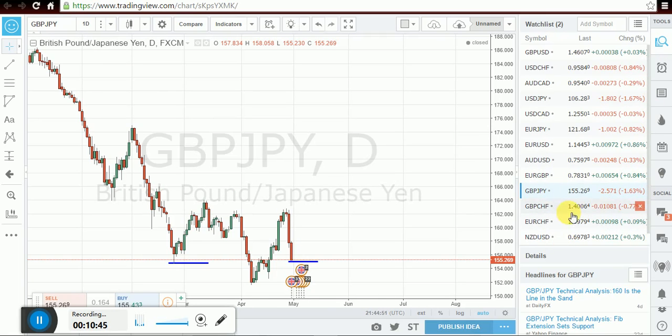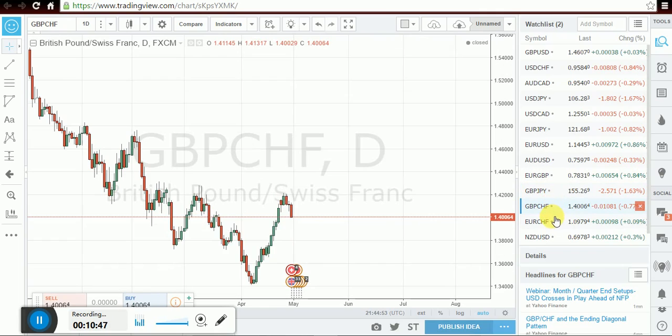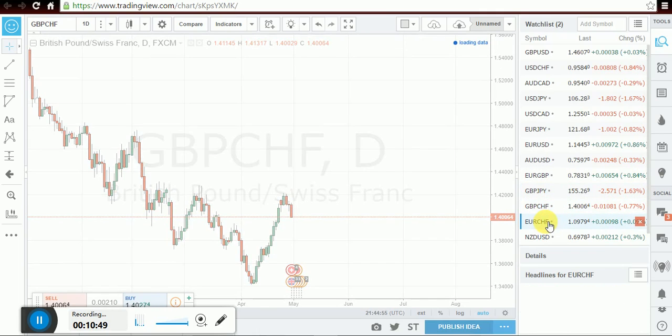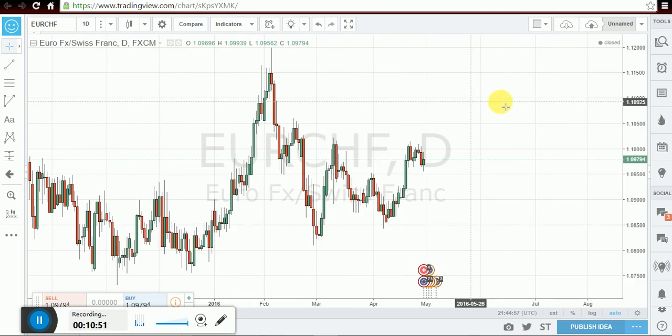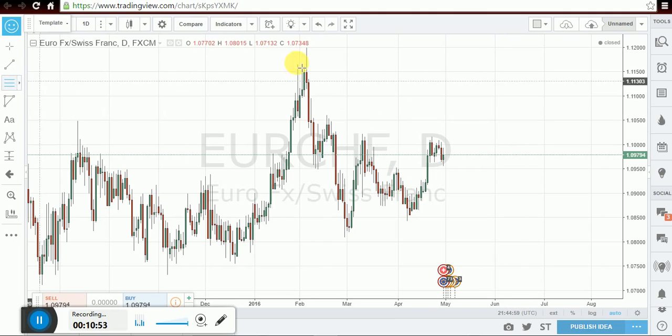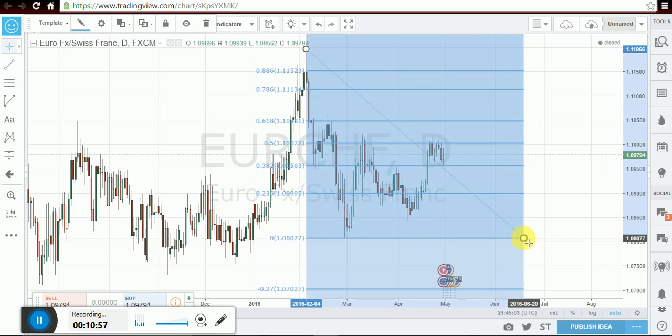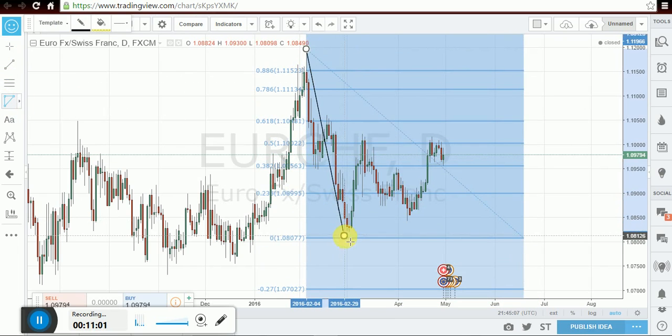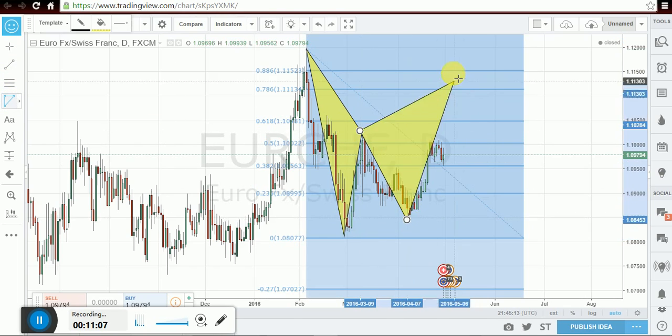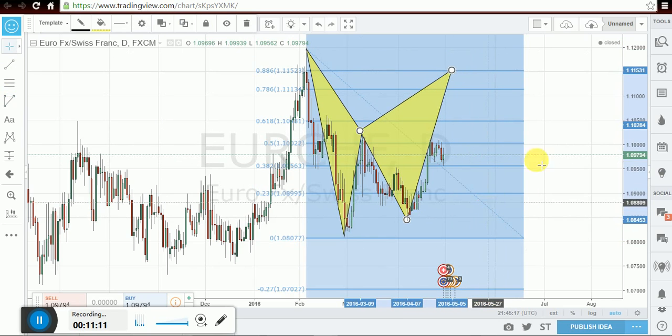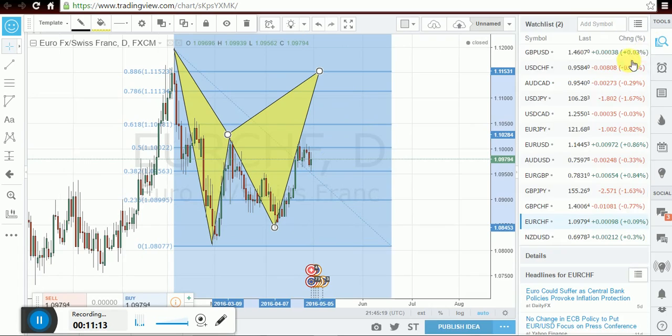So moving on, pound Swiss franc, I don't have anything on that one. Euro Swiss franc, let's see. Yeah, there is another advanced pattern setting up on this one. I think it's a bad pattern. Yeah, we do have a bad pattern setting up, although we're quite a long way off from it being completed yet. But this is a bad pattern that I will be watching as well. We're not quite there yet, we've still got a long way to go.